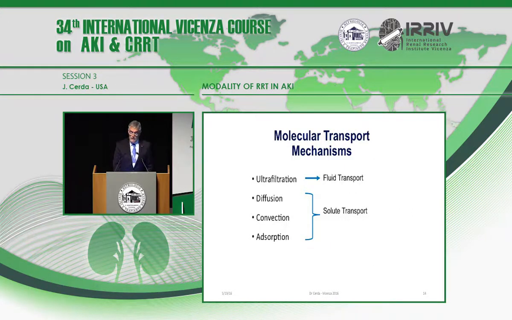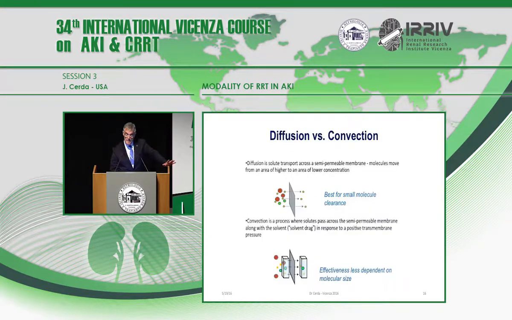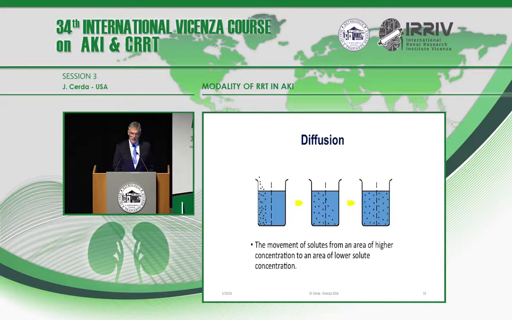As you know, in terms of transport mechanisms, we can use ultrafiltration for fluid transport, but when it comes to solute transport, we use either diffusion, convection, or adsorption. Ultrafiltration is the movement of fluid through a membrane. In general, diffusion is best for small molecule clearance, while convection is mostly effective for removal of larger molecules, because it is less dependent on molecular size.